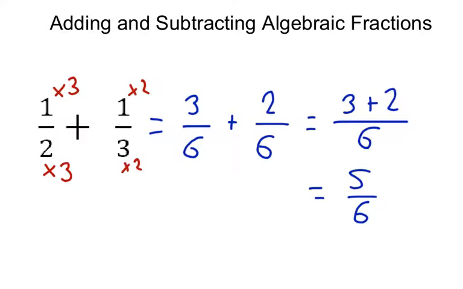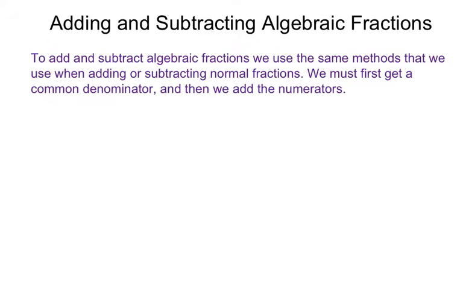Adding and subtracting algebraic fractions works in exactly the same way. First of all, we have to find a common denominator, and then we add the two numerators. It's exactly the same method as with normal fractions. Find a common denominator and then add the numerators. So let's look at some examples.